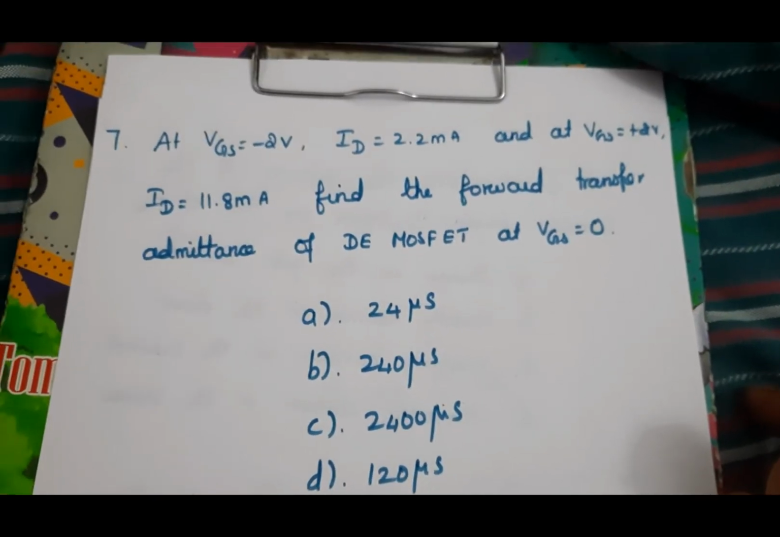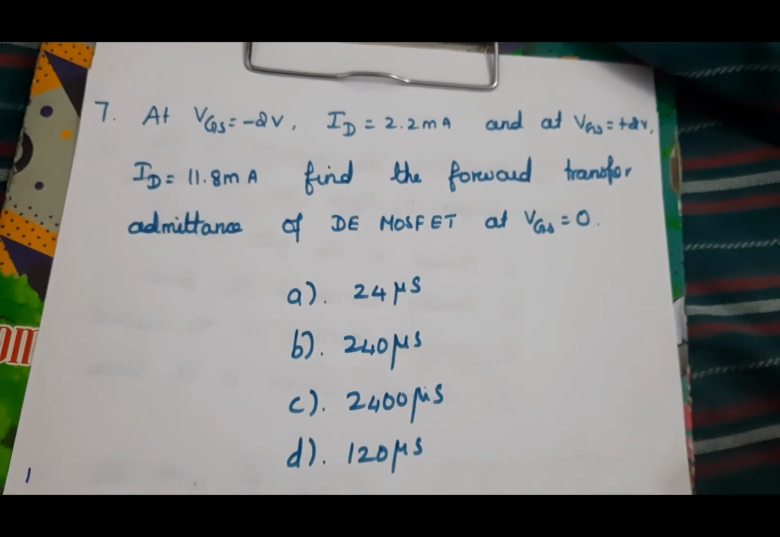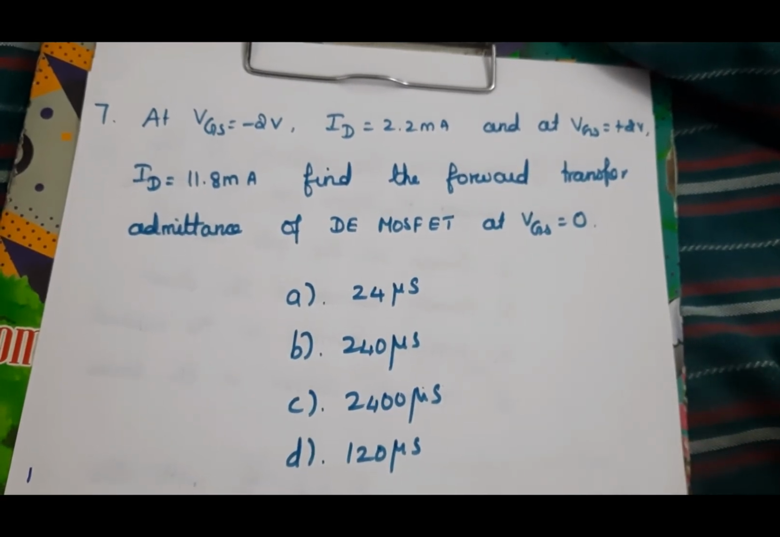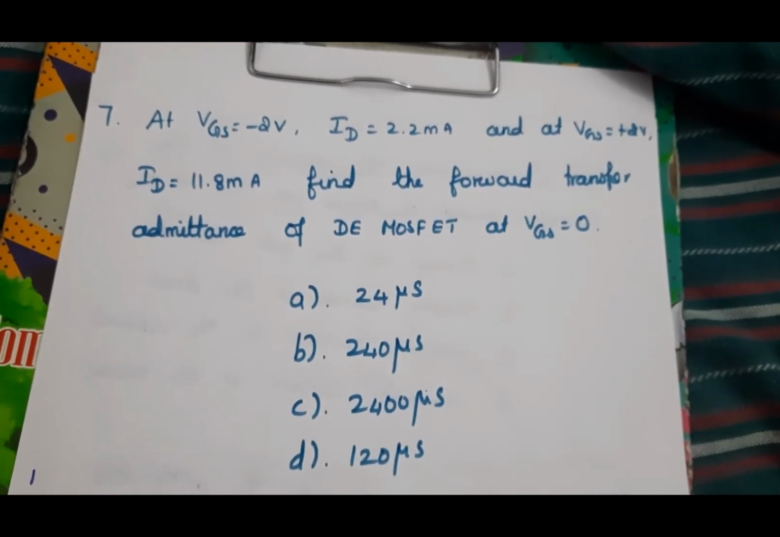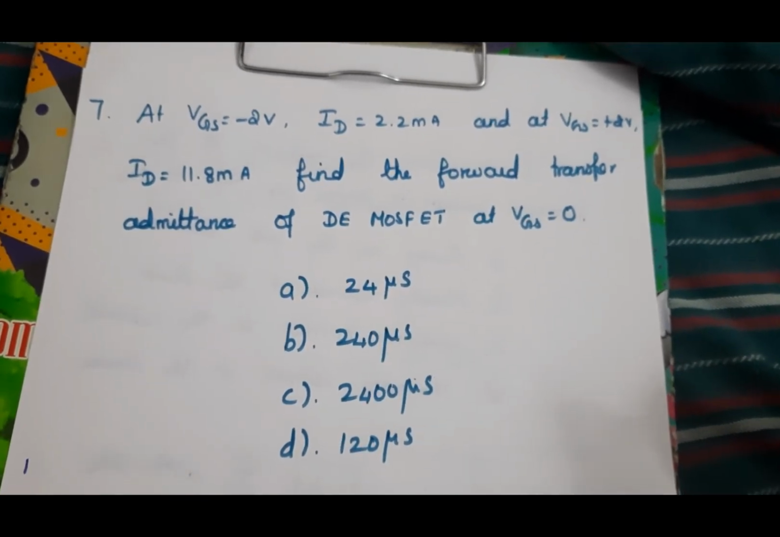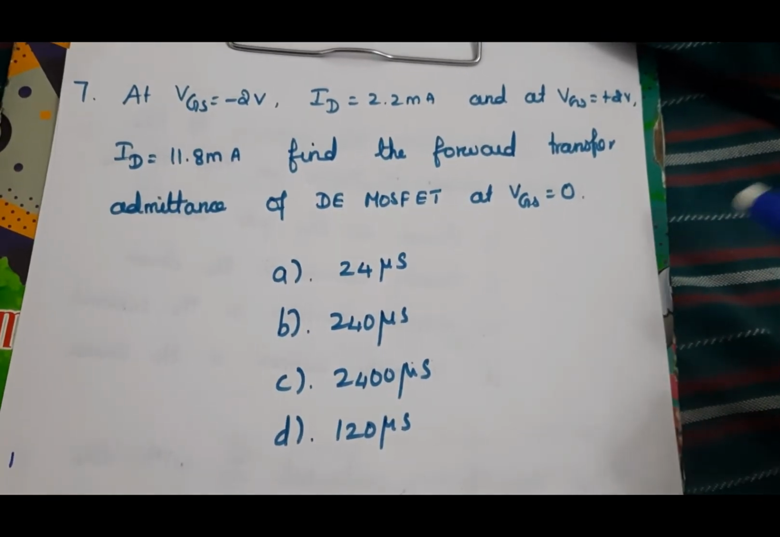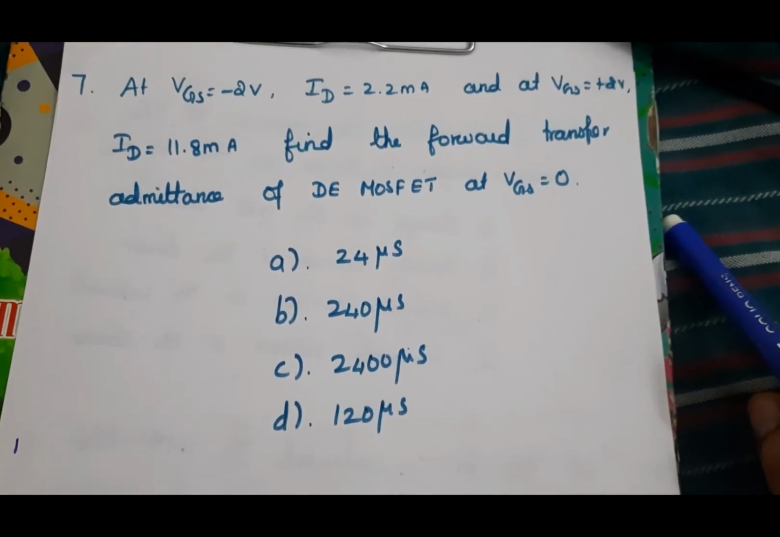Seventh question, at VGS equal to minus 2 volts, ID is equal to 2.2 milliamps, and at VGS equal to plus 2 volts, ID is equal to 11.8 milliamps. Find the forward transfer admittance of the depletion MOSFET at VGS equal to 0, and find the correct answer from A, B, C, D.